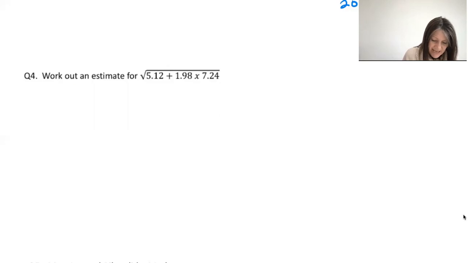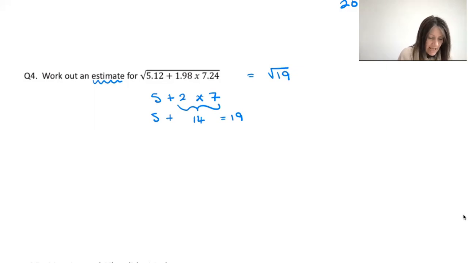Okay, so the keyword estimate is telling me to round. So I've got 5 plus 2, and then we've got a times 7 in there. So 5 plus 2 times 7. Now remember BIDMAS, I must times first, and then I will add on that 5. 5 plus 14 is 19. So what I've got is the square root of 19. Now I'm going to estimate from here as well, because I can't square root 19. I need a square number. So I need to think about the square numbers that are close to 19.